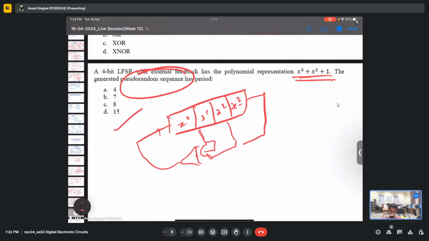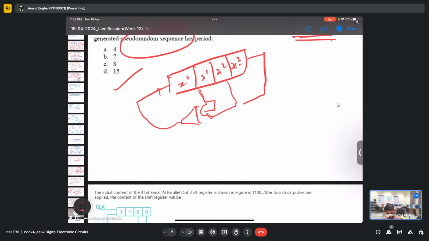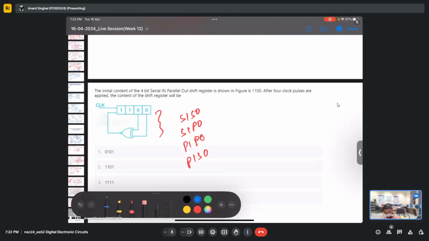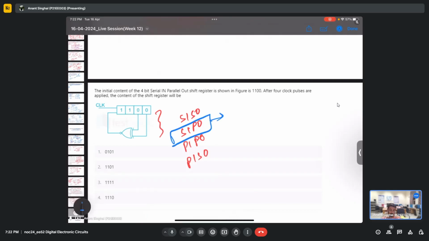I guess this is week 7 or 8, I'm not sure. Then we had different types of registers also. We had serial input, serial output, serial input, parallel output. Then we have PIPO, PISO. The most generic one is the serial input, parallel output, because it can make you solve the questions easily also, and this is interesting and more easy to solve.